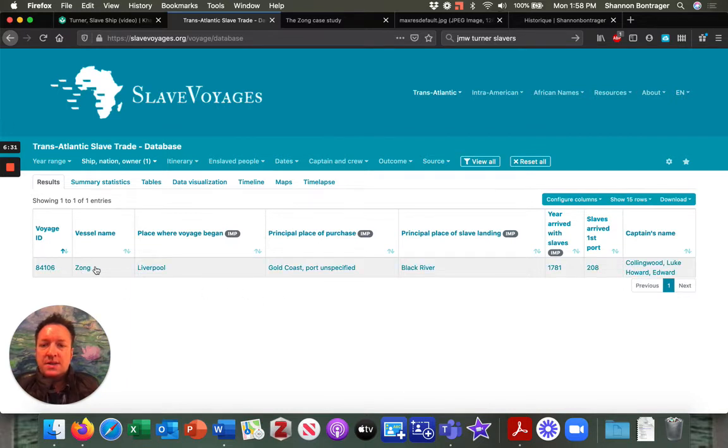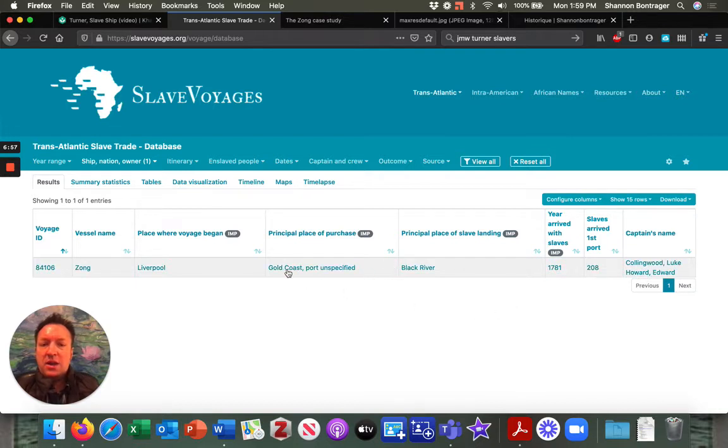So here we get basic information. They principally purchased on this voyage slaves from the Gold Coast of Africa, and then slave landing the Black River. The year that arrived was slaves, 1781, and then 208 slaves arrived in port. And the captain's name was Luke Collingwood, and I think he's co-captain with Edward Howard.